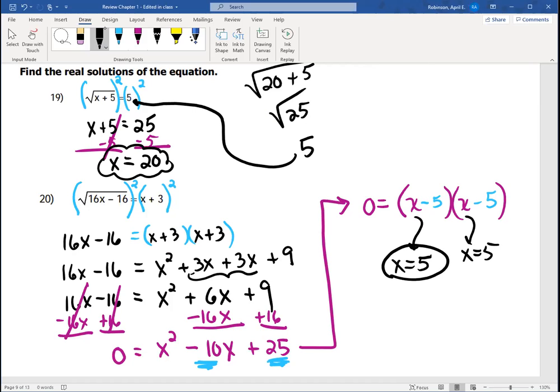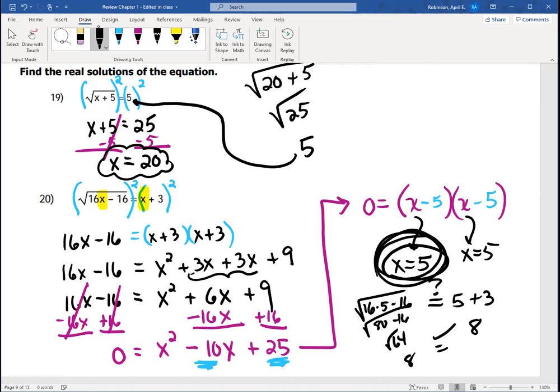And if I were to check it, you would have to plug it in where this x is and that x on both sides. So this would be the square root of 16 times 5 minus 16, and the big question is, does that equal 5 plus 3? Well, 5 plus 3 is 8. Let's see, 5 times 16 is 80. And 80 minus 16 is 64. And the square root of 64 is 8. 8 equals 8. It checks. So that means 5 is the right answer.